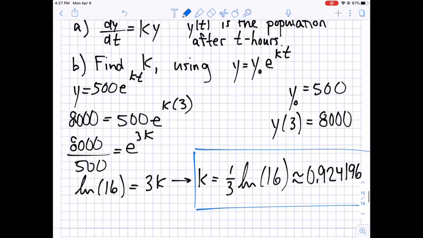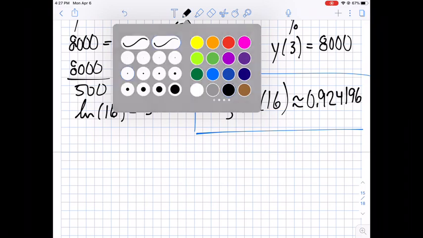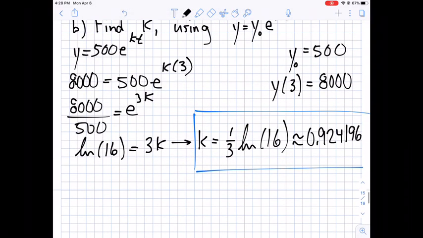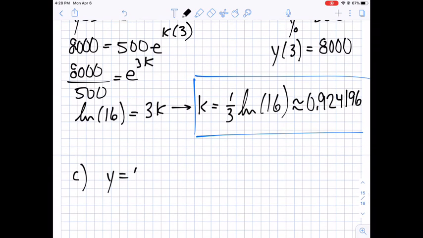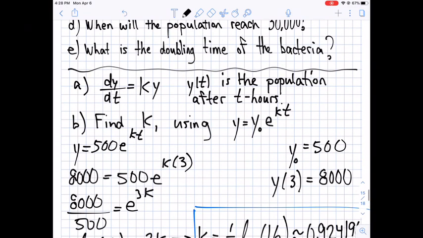So we know k. We go back up and find the number of bacteria after t hours. Here we just want to set up the actual function itself. So for C, we have that our bacteria after t hours will be 500, which was our initial population, multiplied by e to the k, so we have 1/3 ln of 16 multiplied by t. And so that's going to be our function. We could simplify this a little bit, but for now, let's leave it as is.